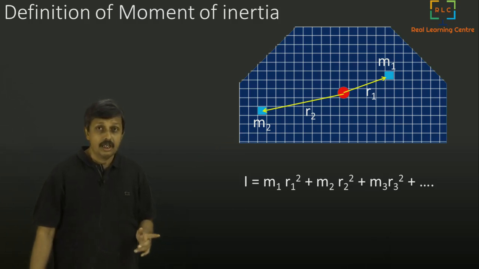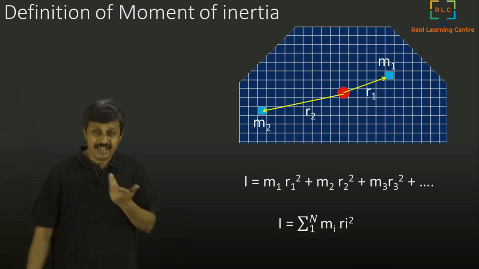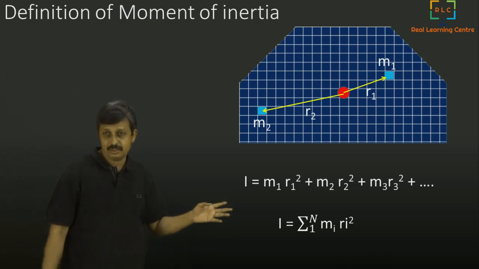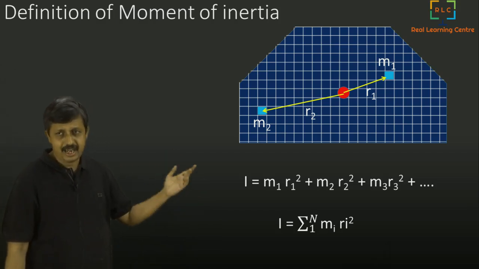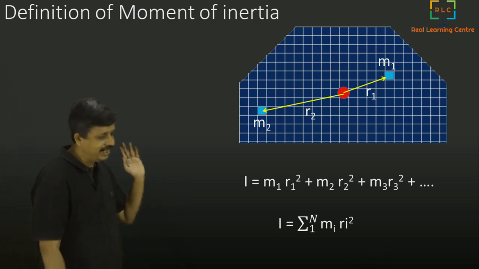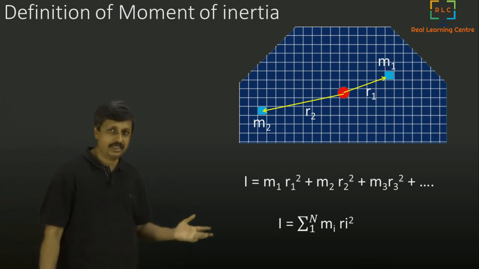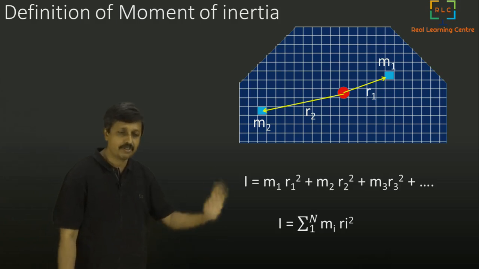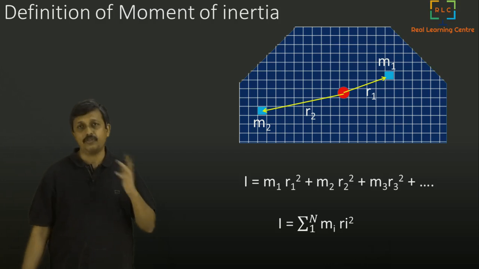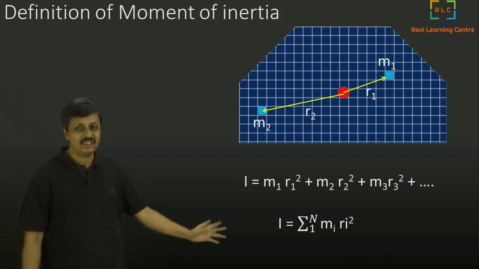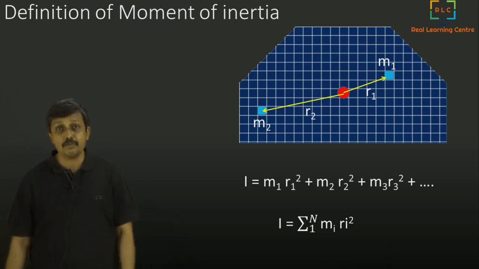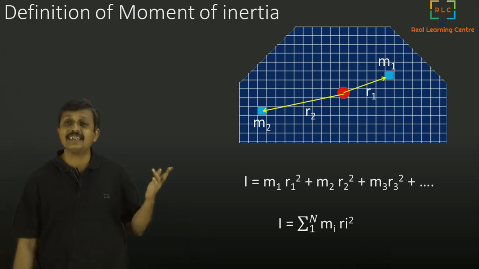Now, we can write it in a generic way as I equals sigma from 1 to n of mi ri square. This sigma is a notation which simply says add for n terms. That's all, nothing more than that. Just add all the terms for n terms. For addition, there is a new notation, sigma mi ri square, so it is addition of many terms. This is how you can calculate the moment of inertia of any generic object.